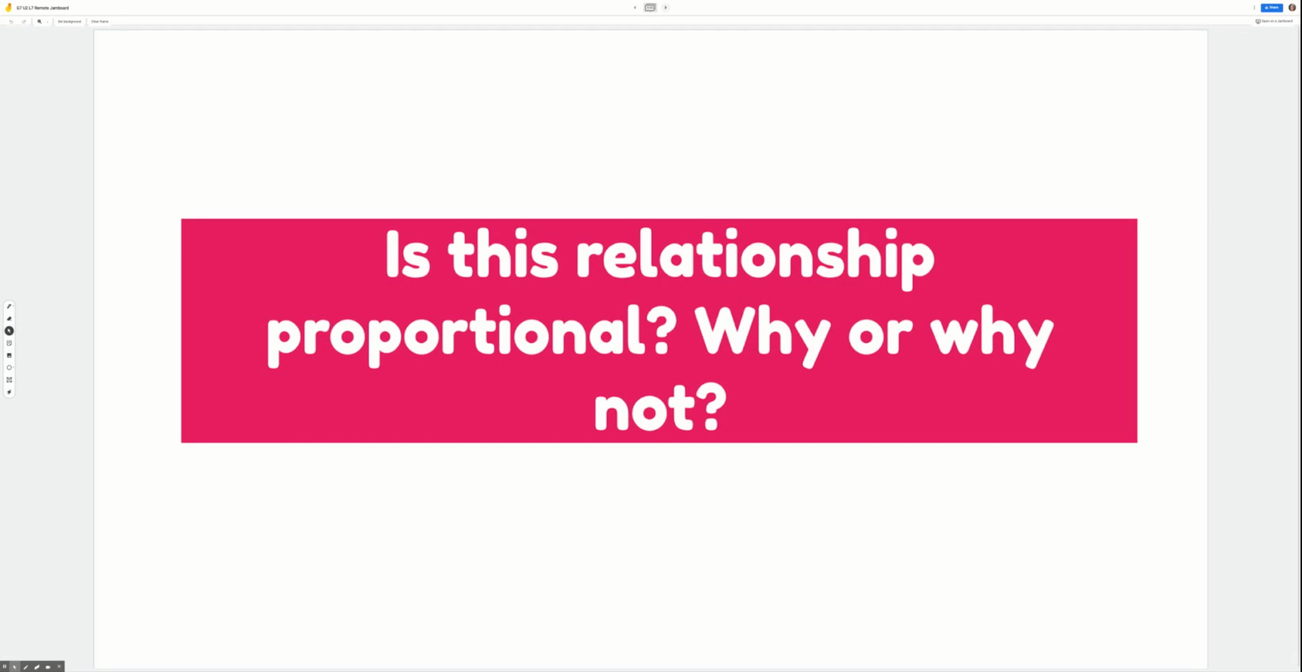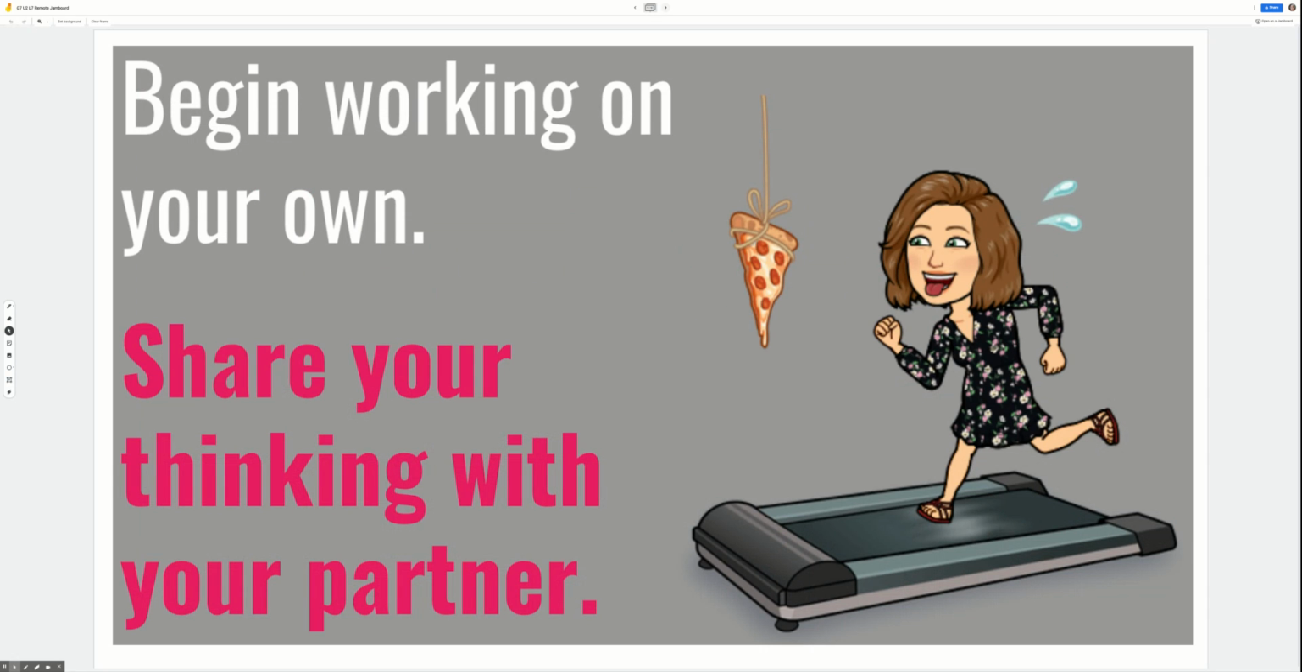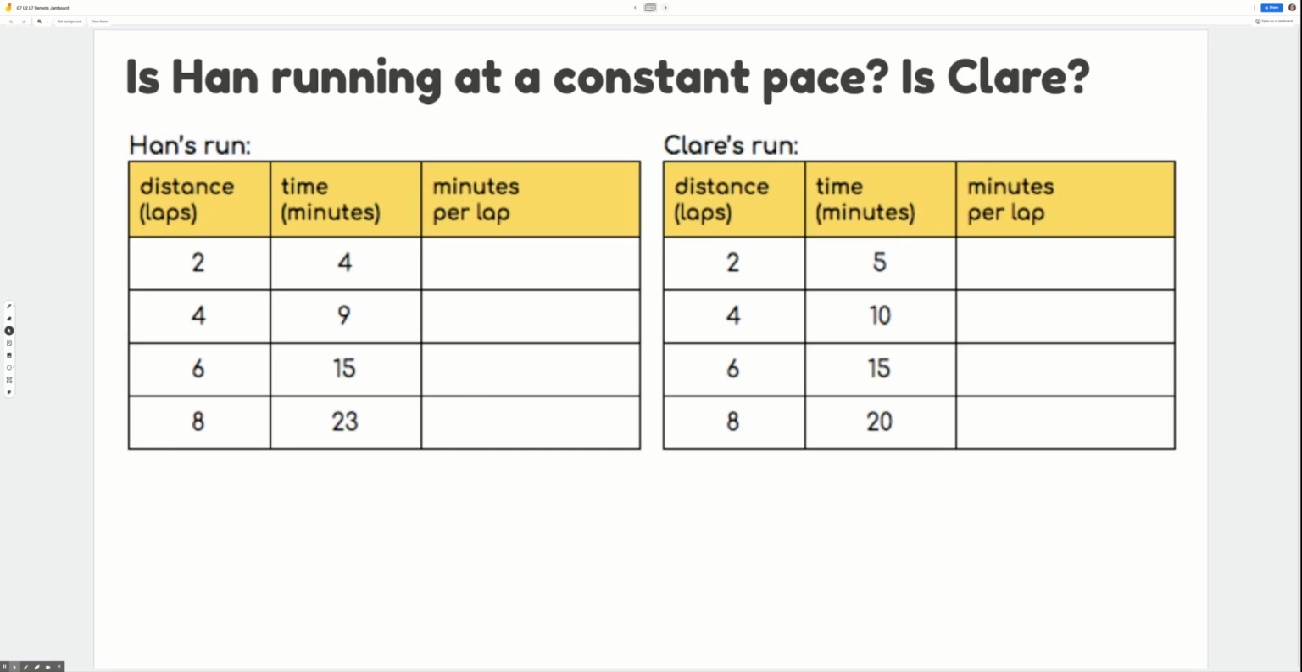All right, let's move on to the next problem, which is called running laps. And let me see here. So we don't have partners, so we're not going to do this with a partner. We're going to do this on our own or all together, you and I.